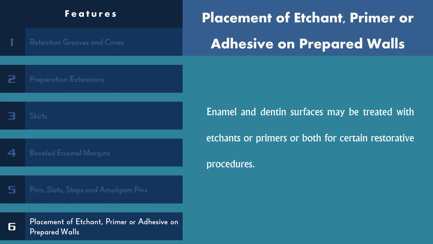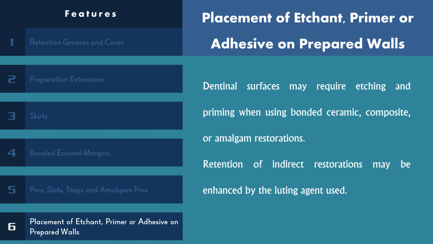And finally, the placement of the etchant, primer and the adhesive on the prepared wall while doing a bonded restoration. We can also expect an enhanced retention, as there is something called a bonded amalgam restoration, in which we place a self-cure bonding agent and a self-curing resin, and on top of that, before the resin sets, we have to pack dental amalgam inside that, so that the amalgam gets entangled within the restorative material and it will provide an enhanced retention.